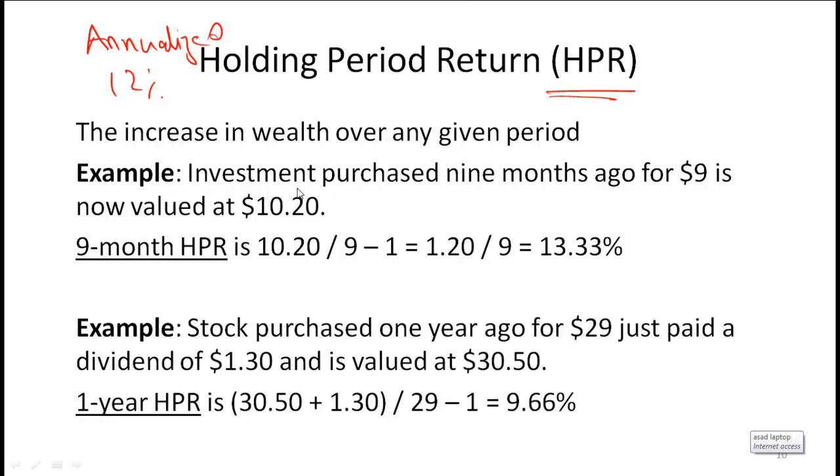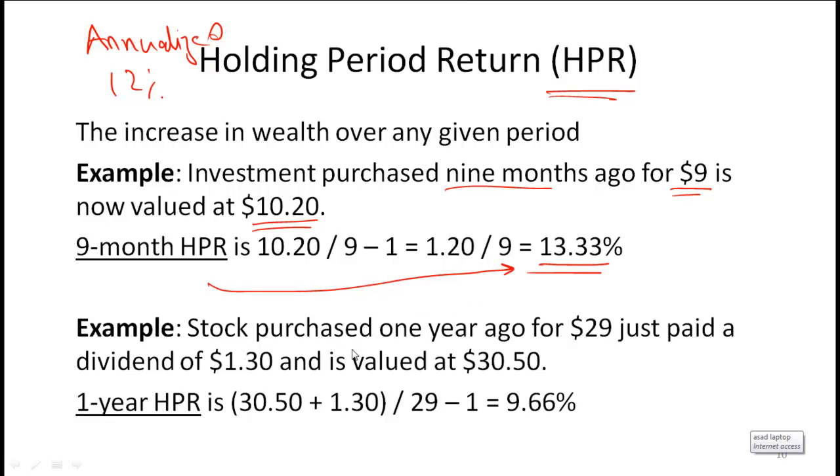So if we look at this example, an investment purchased 9 months ago for $9 is now valued at 10.2. So what's the holding period? The holding period is 9 months, and the return going from 9 to 10.2 is 13.33%. So we can say that the 9-month holding period return is 13.33%.